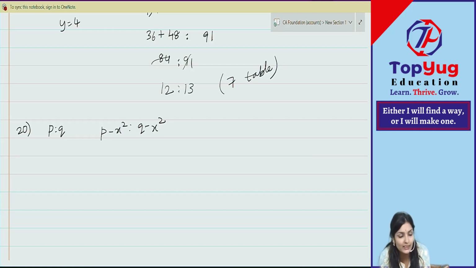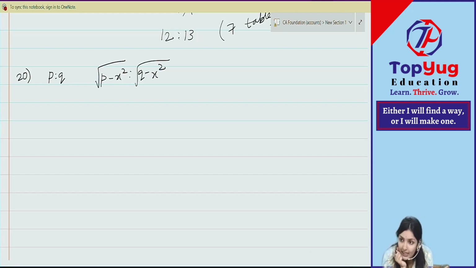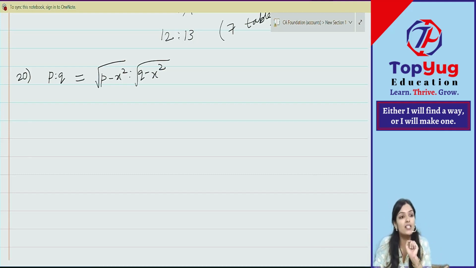If I go the X method, minimum it will take more than 1 minute. I know this, I can do it. But subduplicate means I have to square it, equate it, and then cross multiply, cancel it, wasting my time. They're asking us directly X square. So when you square root P minus X square is to Q minus X square, the answer should be equal to P is to Q. And if that is the case, what should be the X square?